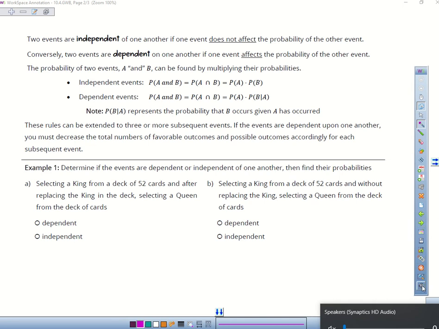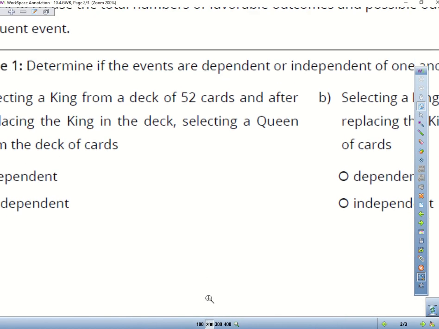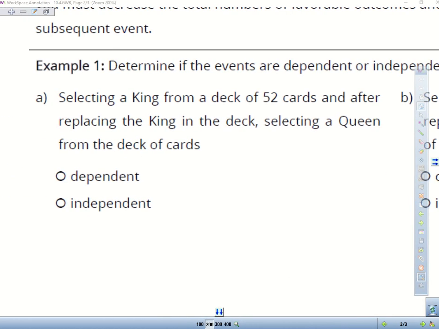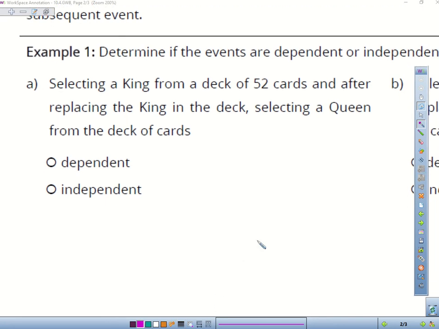All right. Zoom in. So we're going to determine if these events are dependent or independent, and then we're going to calculate their respective probabilities. Selecting a king from a deck of 52 cards after replacing the king in the deck, selecting a queen from a deck of cards. The first thing I want you to look at is the phrasing. After replacing is the important phrase in this situation.